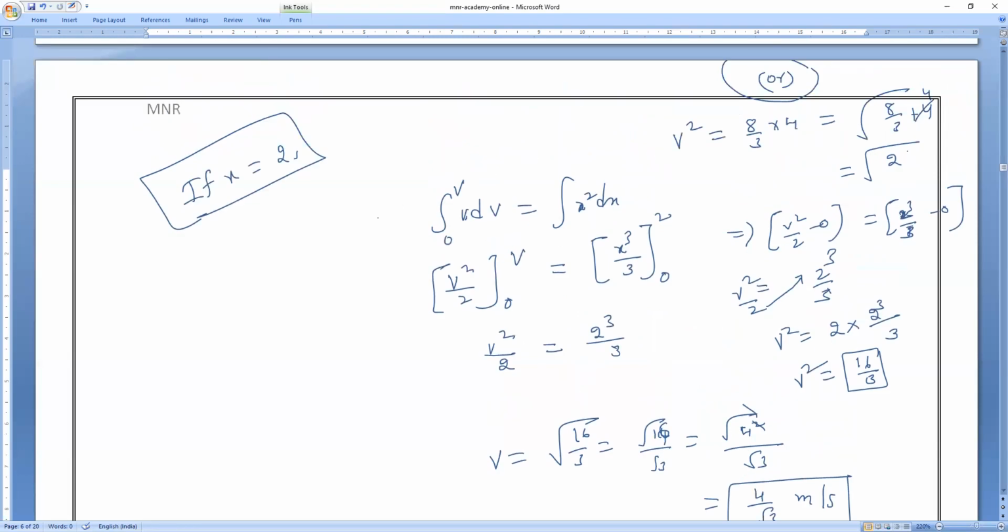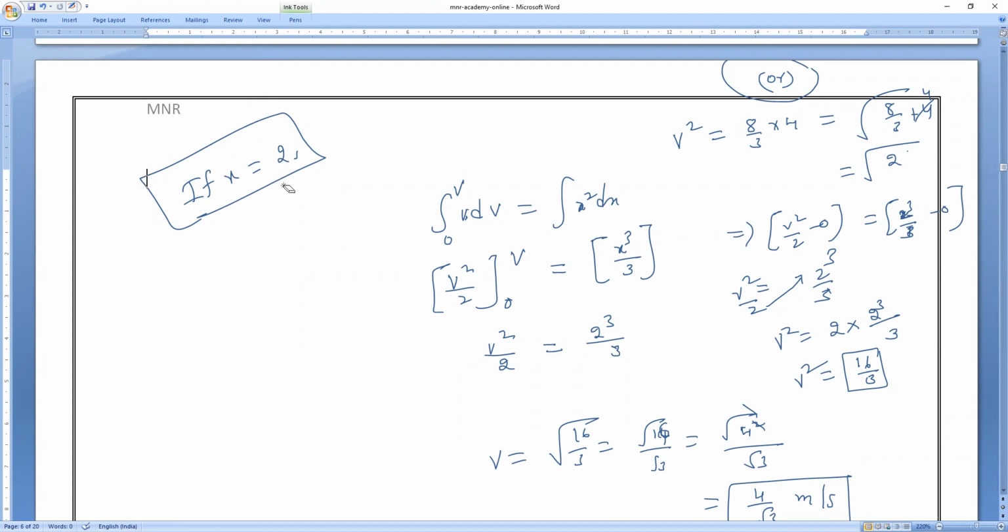Have you checked it? V square by 2. Correct? Yes, sir. So directly we'll get it. V square by 2, and actually here I wrote the limits wrongly. You can strike this one. Sorry, this one. So here no limits. Directly we'll get x cube by 3. So directly we know x equals to what? Everybody?